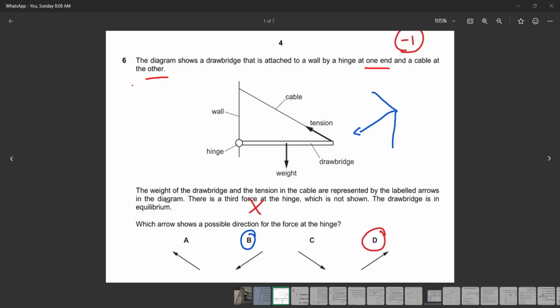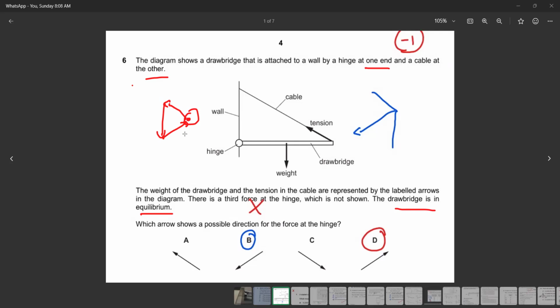The drawbridge is in equilibrium. When an object is in equilibrium, there is no resultant force. In a vector diagram, how do we know that there is no resultant force? When we add up the vectors, the starting point and the final point should be the same. Where we start the vector diagram, we also end at the same position. It shows that the object is in equilibrium, or balanced.